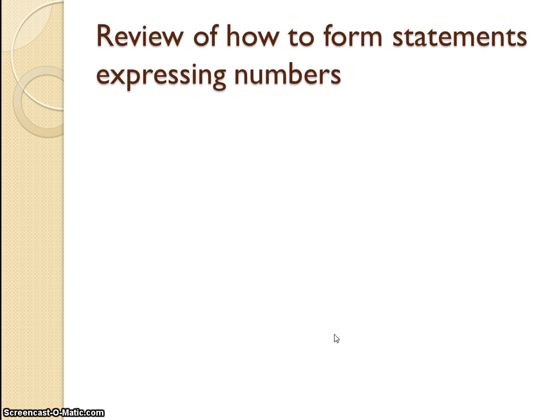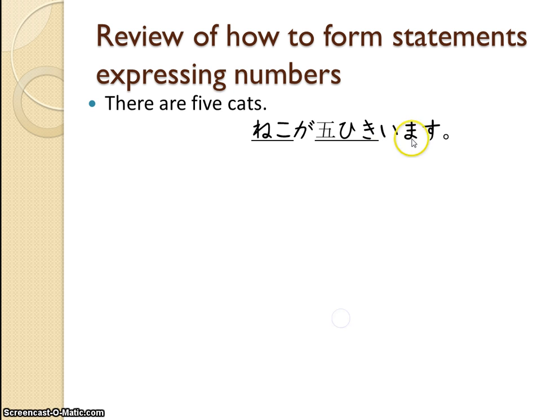Okay, so let's review how to make statements or phrases using numbers. So there are 5 cats. In this case, it'll be 猫が5匹います. The subject is cat, so you would typically use ga when you use imasu or arimasu. So this is kind of easy. Subject is cat, and then there are 5 of them. So this is the formula.